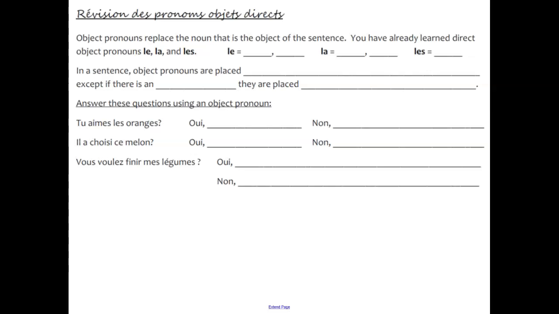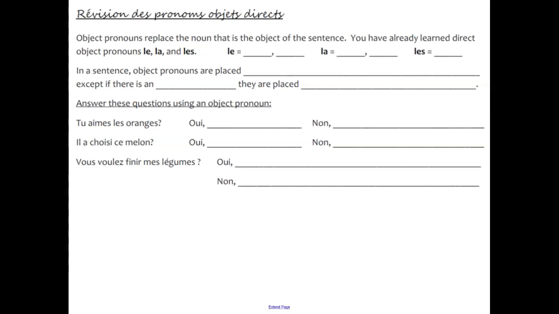So we're actually going to start with a little review of object pronouns. This goes back to something that we learned last trimester, and we reviewed it a little bit in the first half of this trimester as well. So we learned about something called direct object pronouns. And object pronouns are words that replace a noun. They replace the noun that is the object of the sentence.